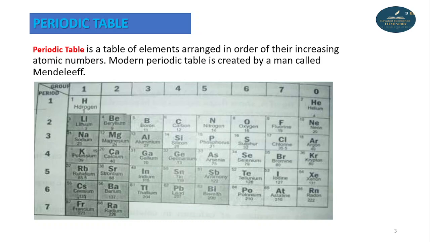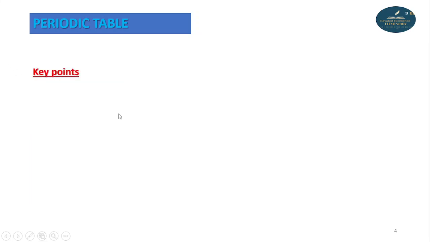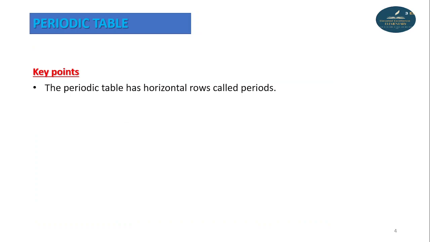Like what we've learned, we understand what elements are. We understand how they react. So here's the structure of the periodic table. Now what are the key points we should note? We should note that the periodic table has horizontal rows called periods.